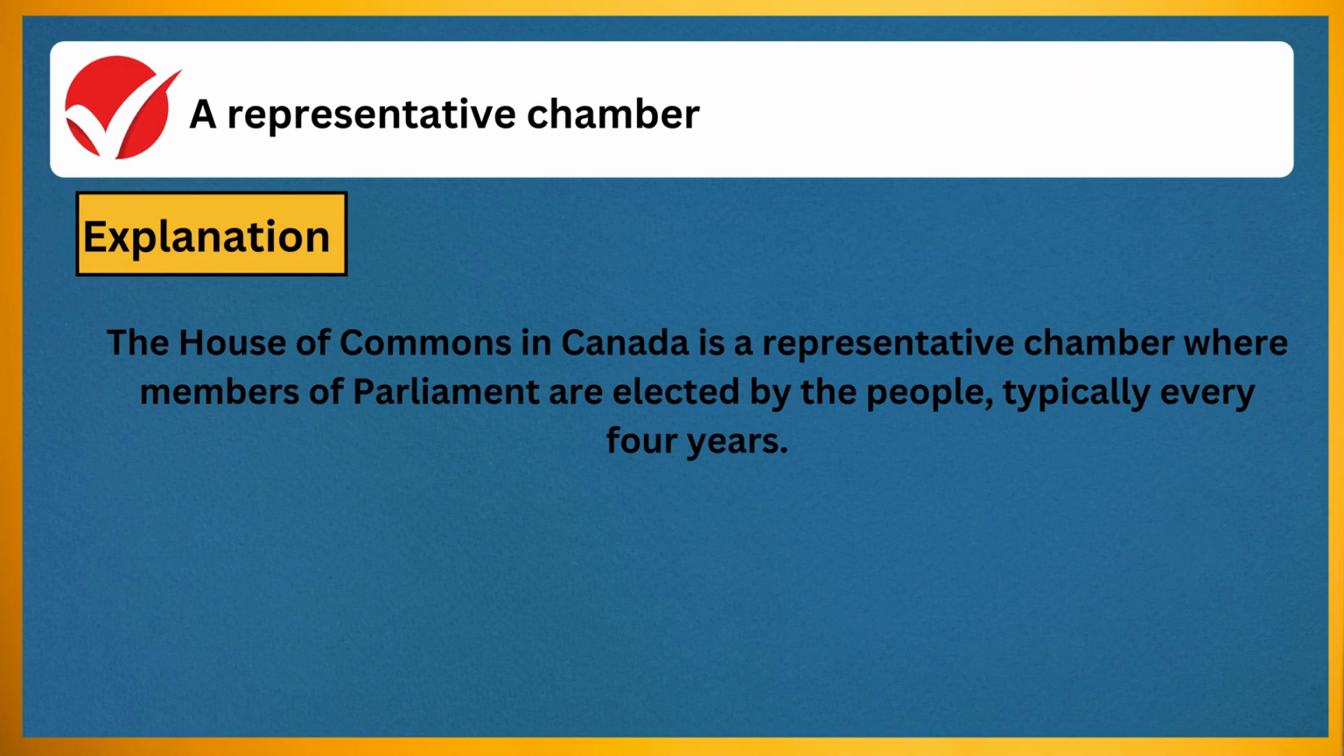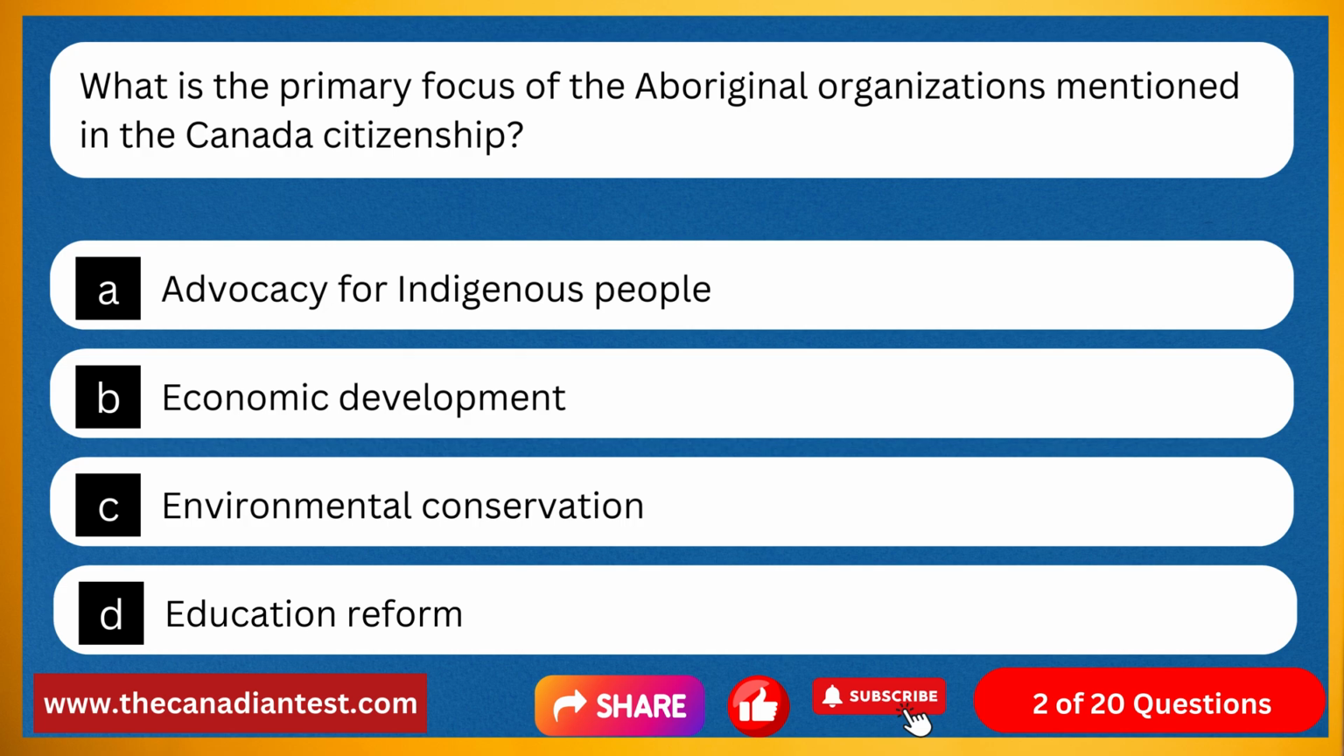The correct answer is a representative chamber. Explanation: the House of Commons in Canada is a representative chamber where members of Parliament are elected by the people, typically every 4 years.